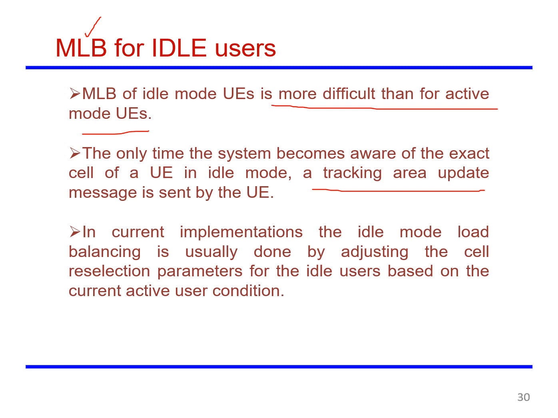So in the latest implementation, even in the idle mode, the MLB feature is done. How will it be done? By adjusting the cell reselection parameters. Okay, cell reselection parameters.